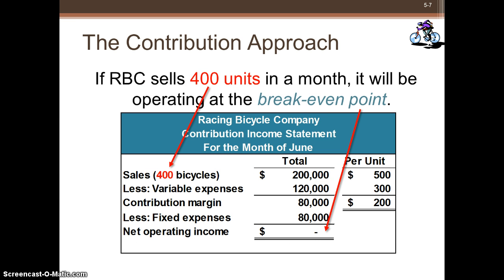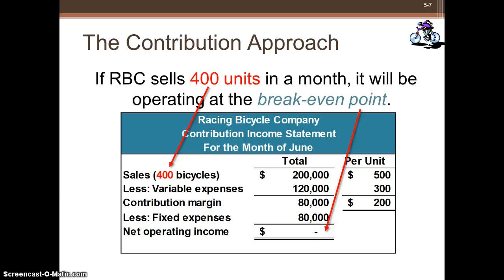If we take a look at this contribution income statement, we will see that when our Racing Bicycle Company sells 400 bikes in a month, they'll operate at the break-even point. Because 400 bikes at $500 sales price per bike yields $200,000 in revenue. The variable cost would be $120,000, 400 at $300 per bike. Therefore, the difference would be our contribution margin. $200,000 less $120,000 yields contribution margin of $80,000. Fixed cost of $80,000 yields a net operating income of $0.